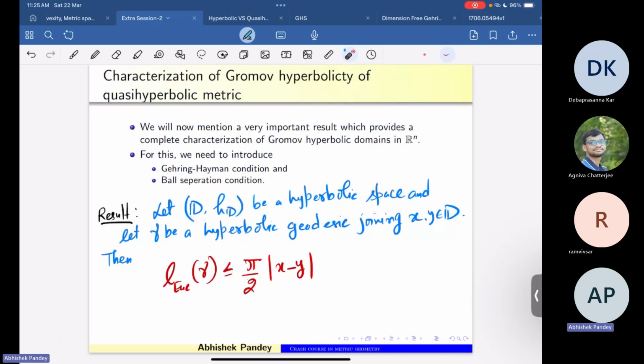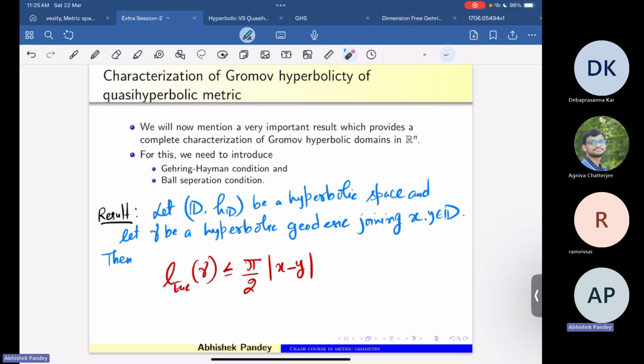So we'll now mention a very important result which provides a complete characterization of Gromov-hyperbolic domains omega in Rn. By a Gromov-hyperbolic domain omega in Rn, we mean a domain such that omega comma k omega is a Gromov-hyperbolic space. For this, we need to introduce two conditions, the Gehring-Hayman condition and the ball separation condition. Let us see what the Gehring-Hayman condition is.